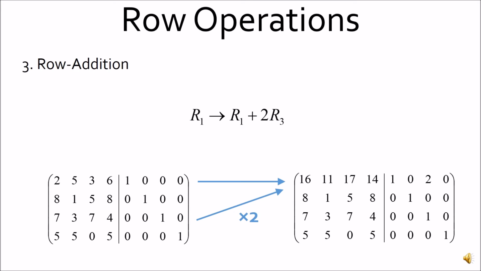And the third operation is row addition. So this is where you take one row and you add another row to it, or a multiple of another row to it. So in this example, we've taken row 1 and we've added 2 times row 3 to it. So what that means is that you basically go through and you add the equivalent element from row 3 times 2 to that element in row 1, as we've done here. So these are the 3 operations we can carry out.